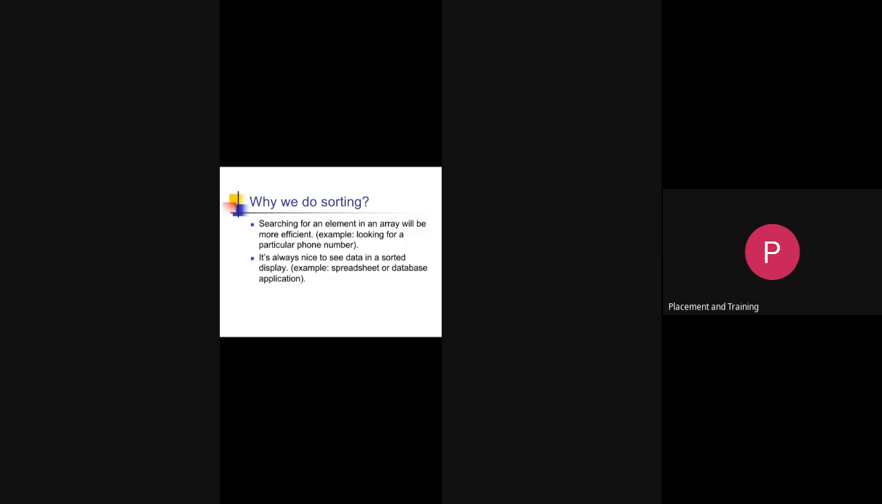So as I said, you go for sorting for two reasons. First, my searching becomes efficient. Second, it looks nice. And this point is similar to my first point. Whenever I'm going to search for something, it is very easy when I take something from a sorted list than from an unsorted list.